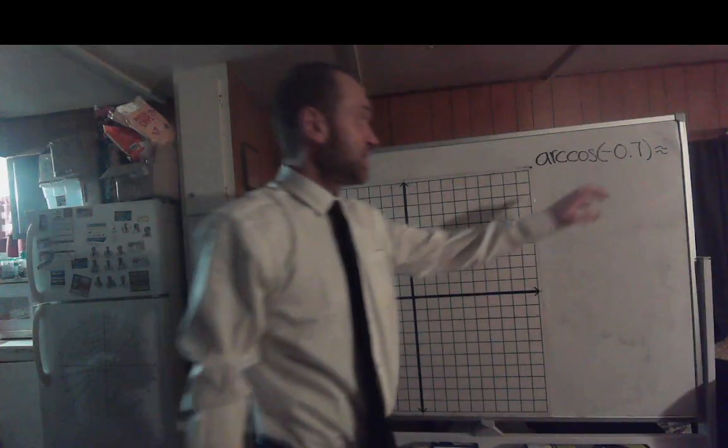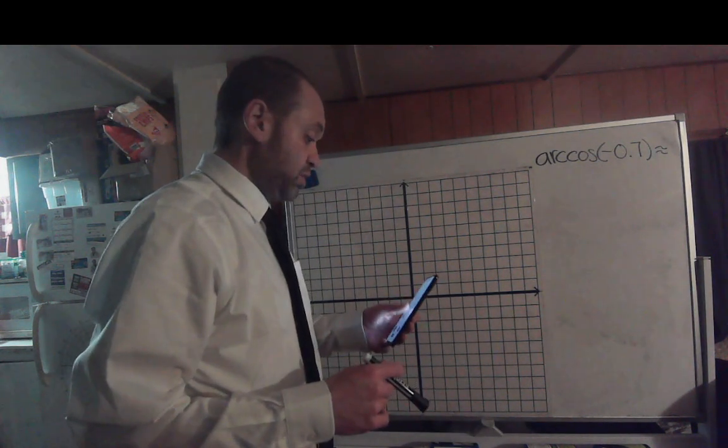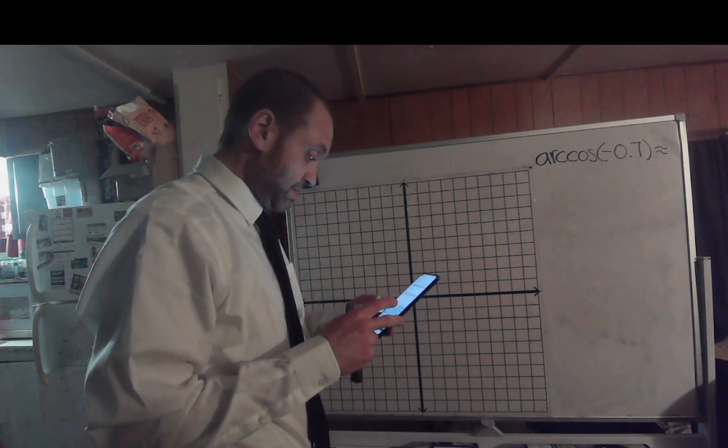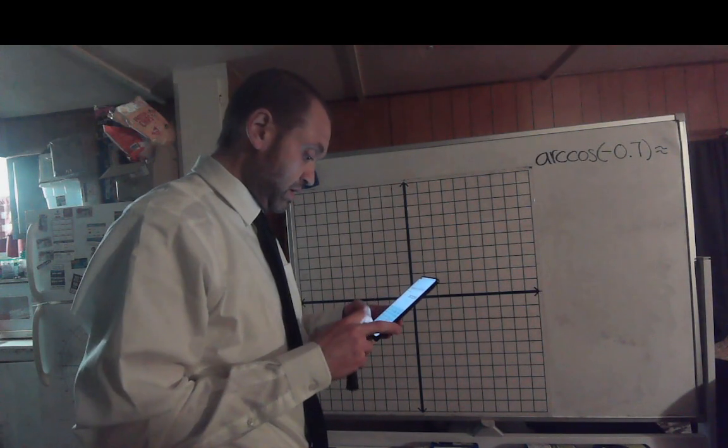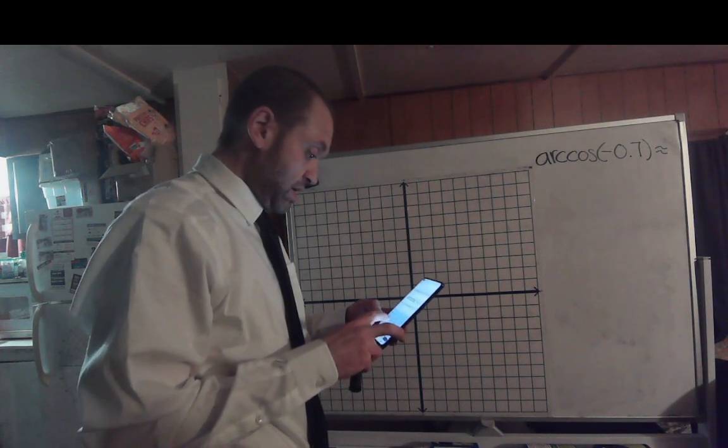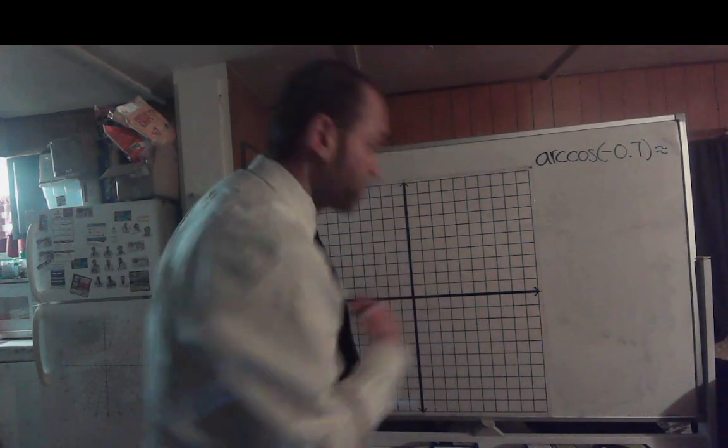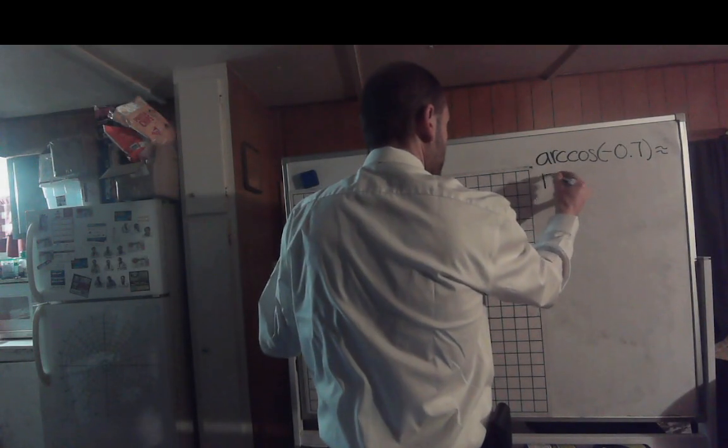Let's see, we're going to look for the arc cosine of negative 0.7. So yes, that negative 0.7 is within the domain of -1 to 1. So let's evaluate this in both degrees and radians. In degrees, you get approximately 134.43 degrees.